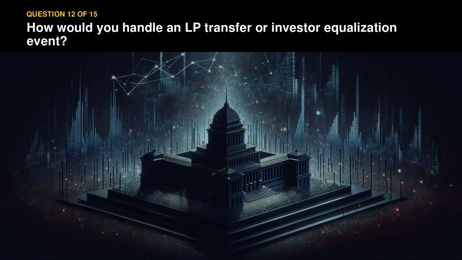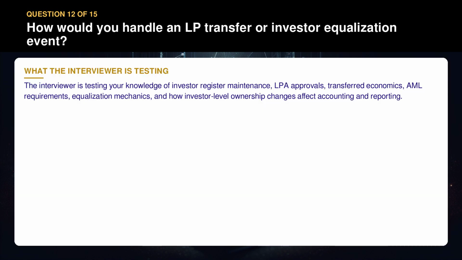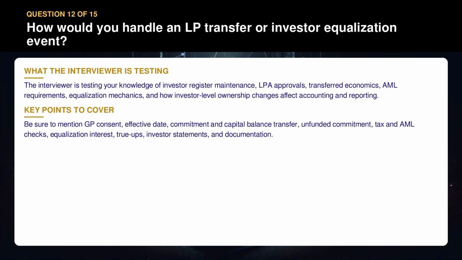Question 12. How would you handle an LP transfer or investor equalization event? The interviewer is testing your knowledge of investor register maintenance, LPA approvals, transferred economics, AML requirements, equalization mechanics, and how investor-level ownership changes affect accounting and reporting. Be sure to mention GP consent, effective date, commitment, and capital balance transfer, unfunded commitment, tax and AML checks, equalization interest, true-ups, investor statements, and documentation.